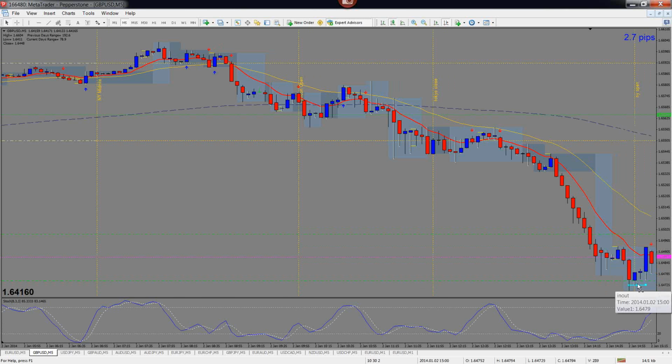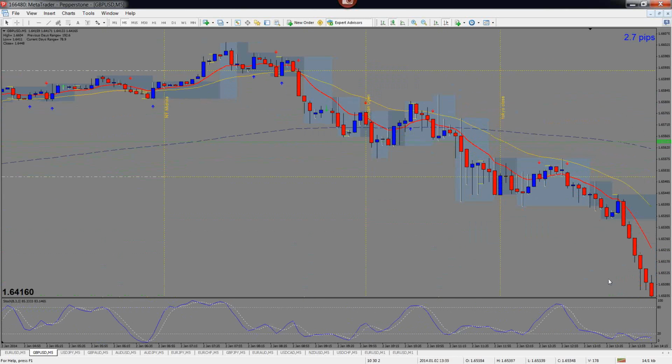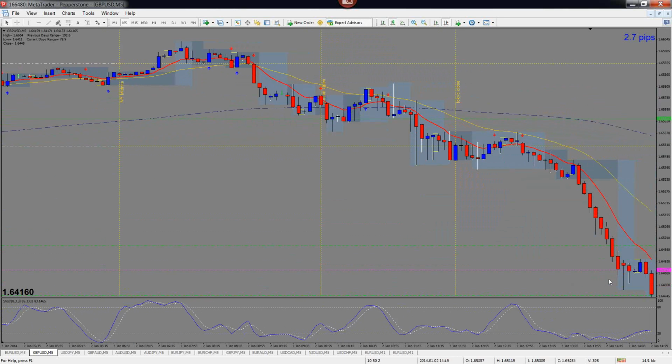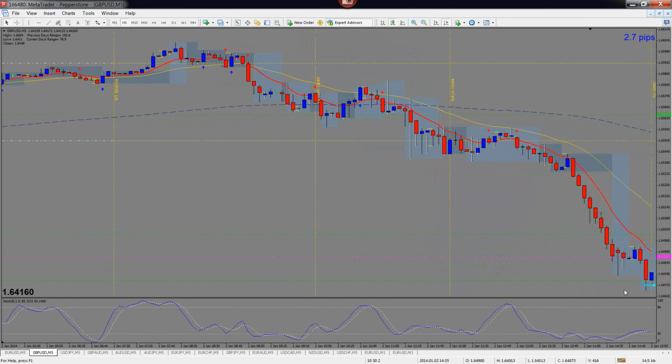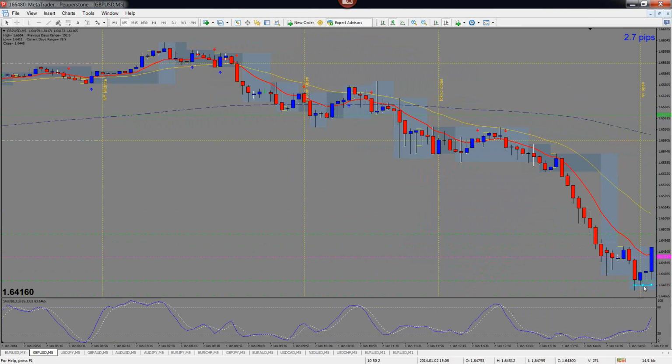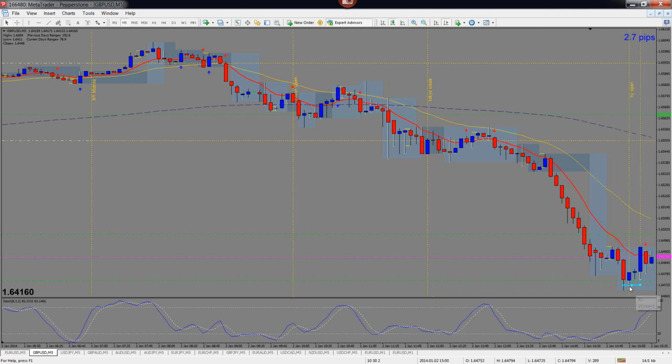However, now we have another signal back. Oops. We have another signal. Why can't I grab that? It's too close to the line.